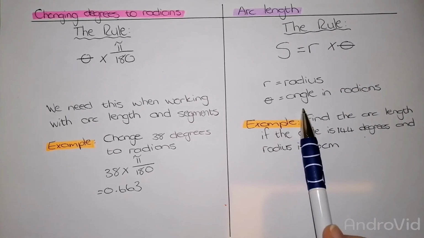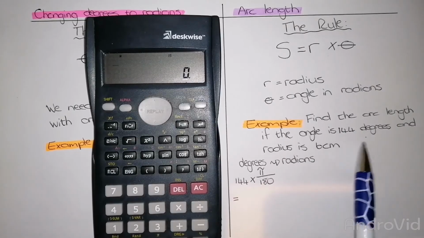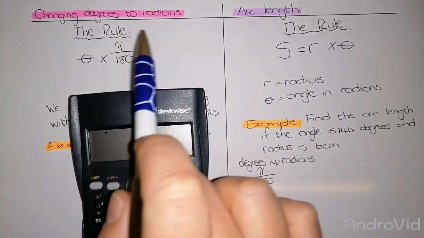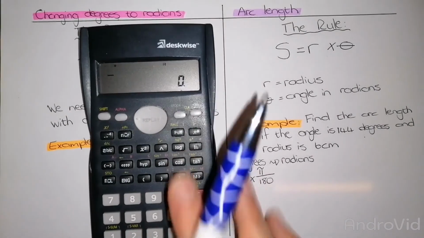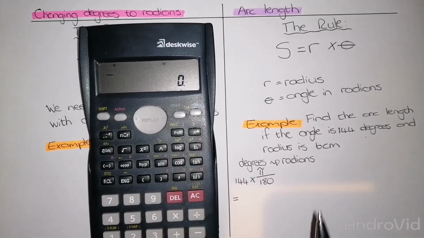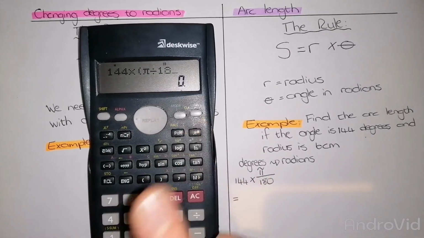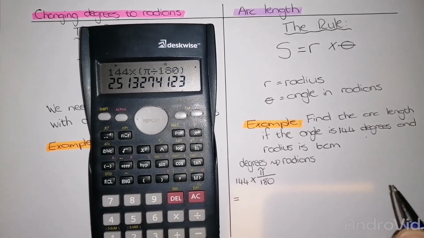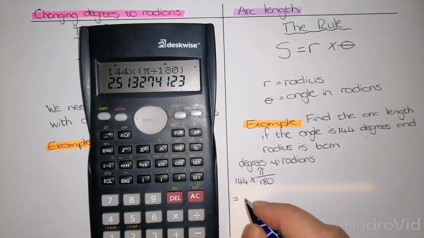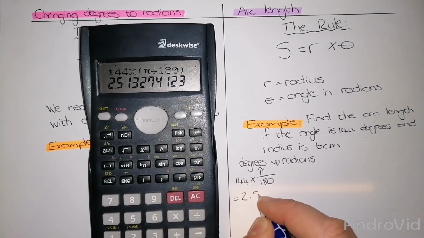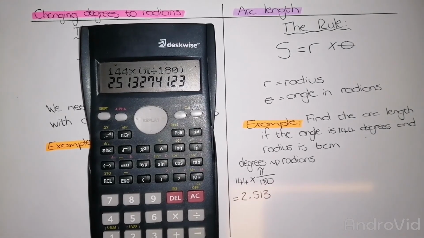Changing my degrees to radians, I know that I need to use this rule that we've identified. Written out is 144 times pi over 180. Type that into your calculator. 144 multiplied by pi divided by 180, and that should give you 2.513. So my radians is 2.513.